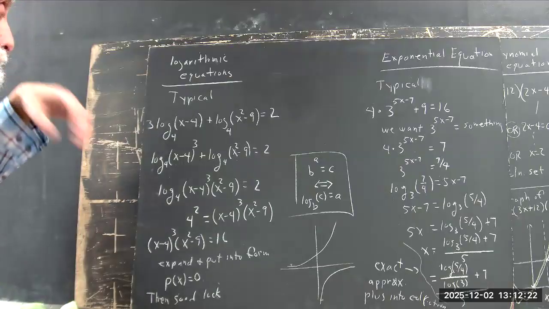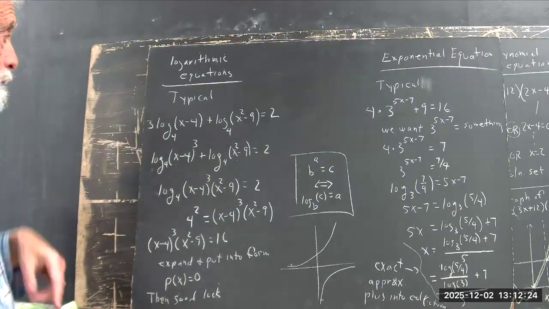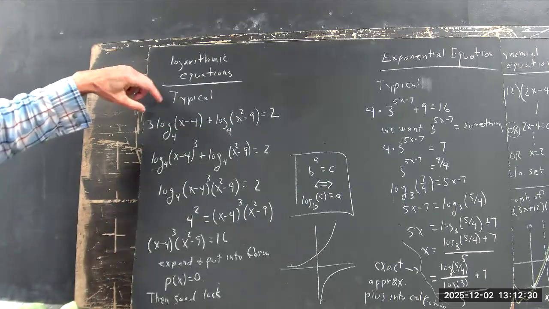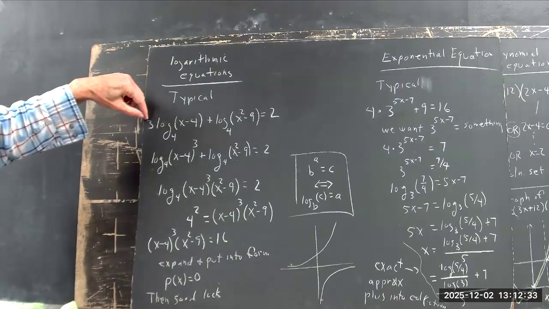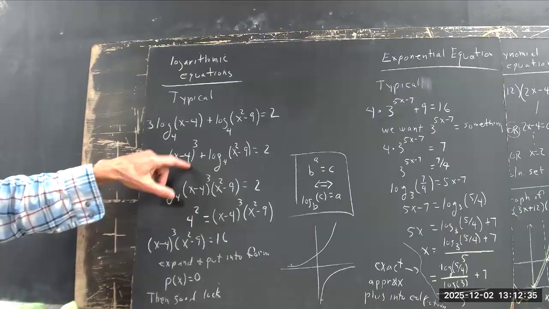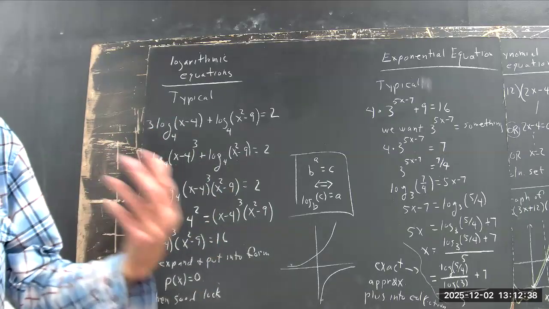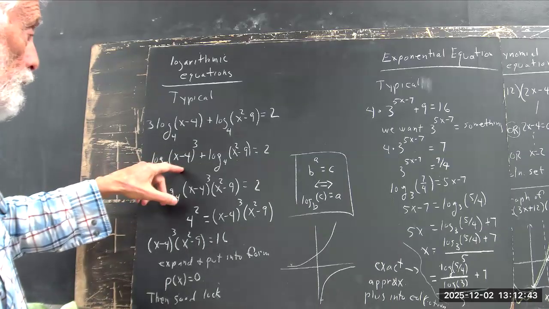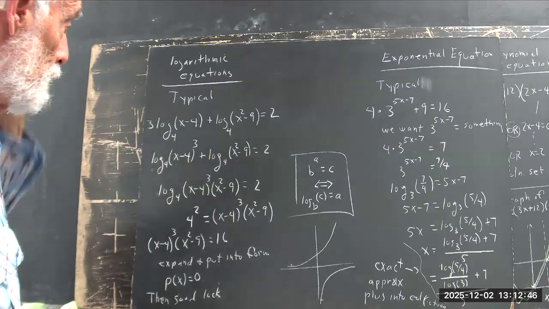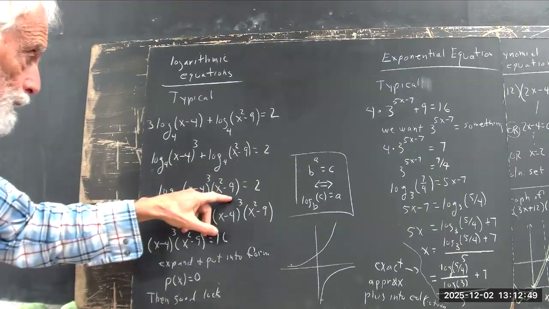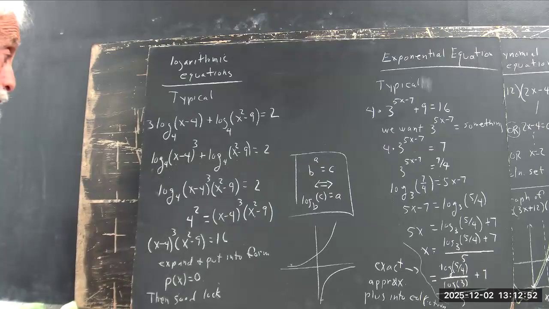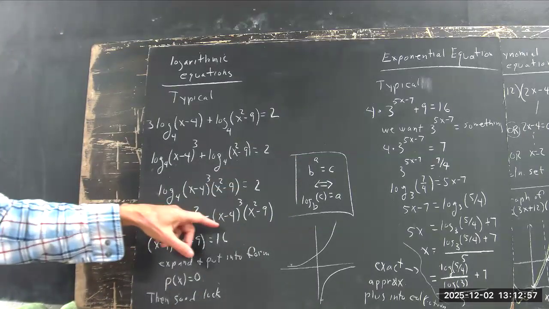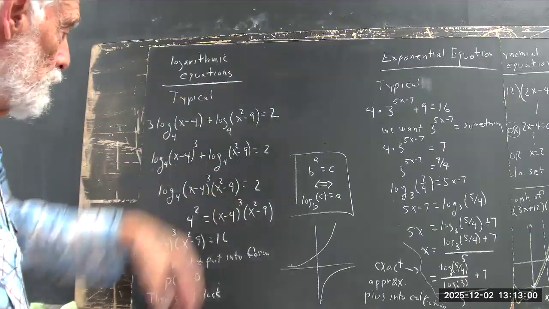Logarithmic equations. Here's a typical logarithmic equation. Okay. We got the 3 log base 4 of x minus 4 is the same as log base 4 of x minus 4 to the third, just using your rules for logarithms, which you need to know. And then it's a log base 4 of this plus a log base 4 of this, which means it's a log base 4 of this times this. Again, applying the rule. Then we switch to exponential form and we get 4 squared equals x minus 4 cubed and so forth. You'd see it there.